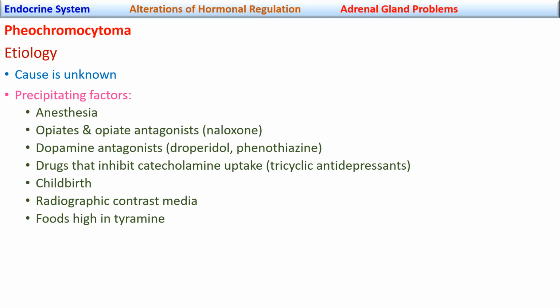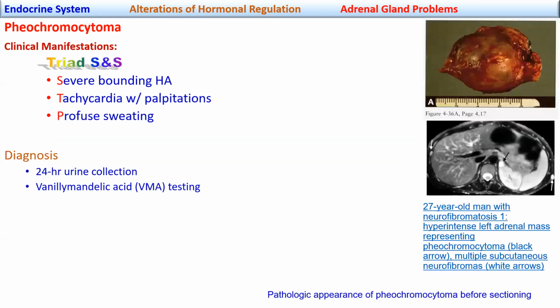So what are the manifestations of this disease with the significant secretion or production of epi and norepi as catecholamines? The triad of symptoms are severe bounding headache, tachycardia with palpitations, and profuse sweating. All of these are expected manifestations and outcomes from the epi and norepi production, especially with large amounts in the blood.